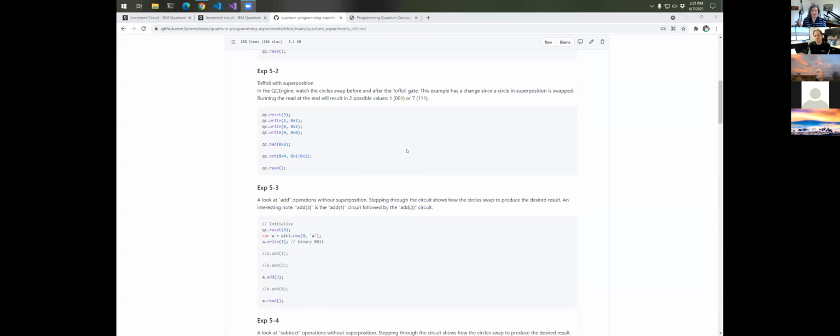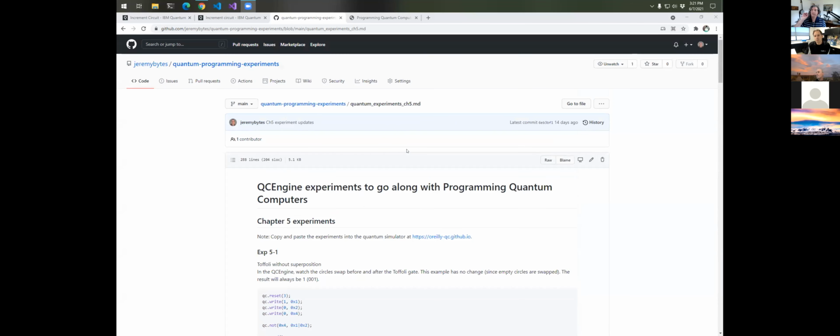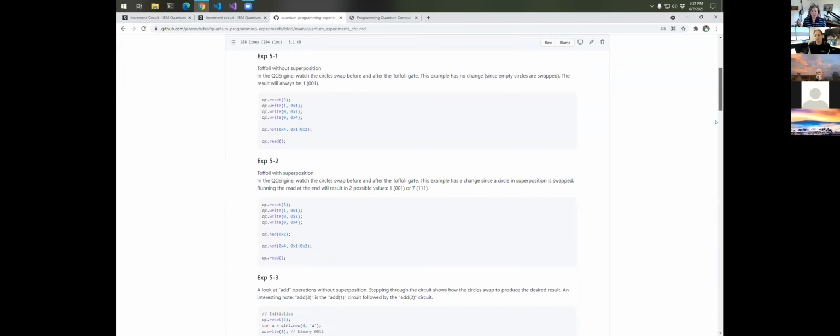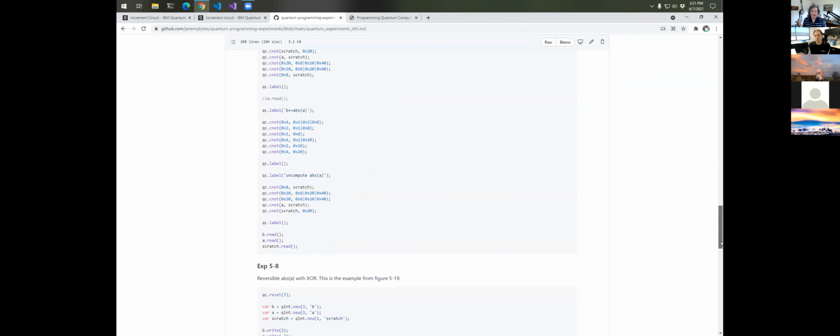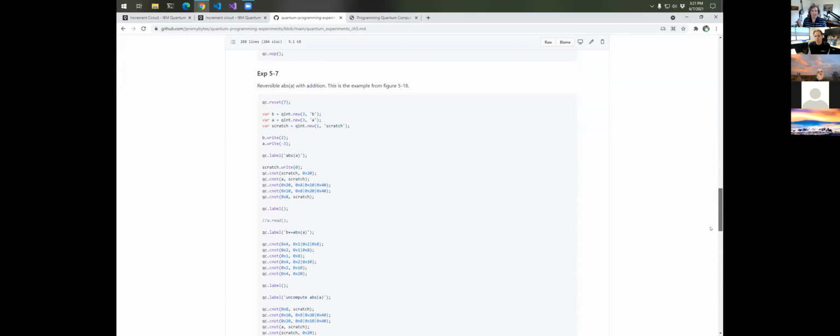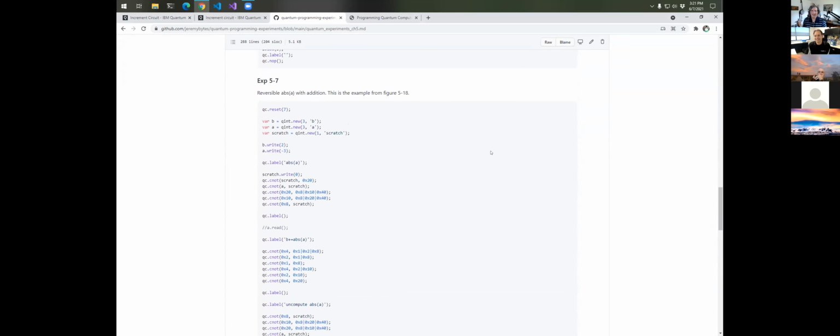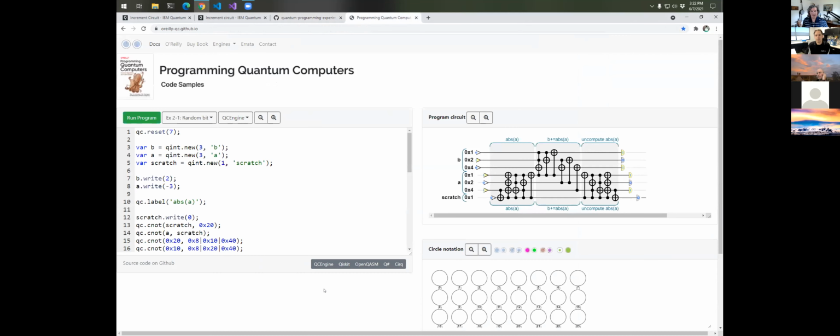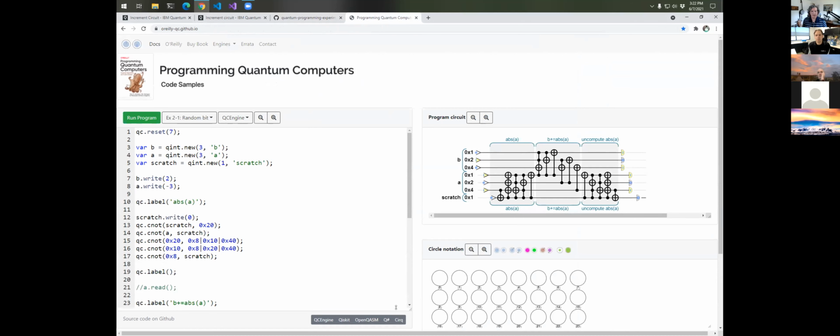Yeah, so I put the link into the chat for this particular MD file. This is in the repo that I've been putting my experiments in. For the pages that had diagrams but no code, I went and coded them up. So this experiment 5.5-7 is actually the one that Matt was just referring to, and I actually have that in the QC engine right now.